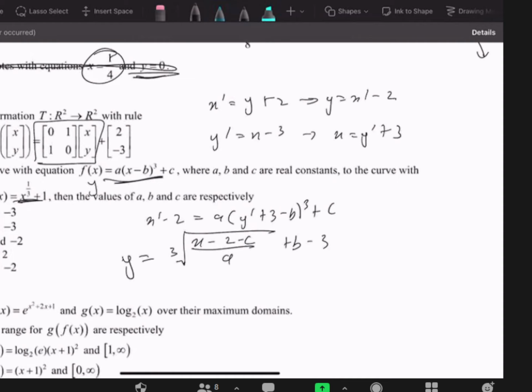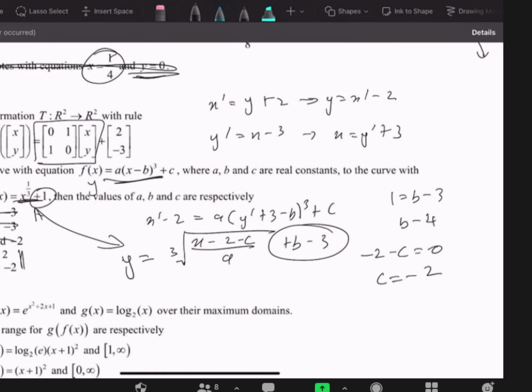So y equals, and then all you have to do is compare this and this. So you can start with the easiest one, that would be the y translation. So 1 is b minus 3, so b is 4. And you can see you've already got rid of options A, B, and C. And then if you look at option E, you're not going to want to know what A is, because A is 1 for everything. So you're going to check what C is. So C is here. So x minus 2 minus C is going to have to equal 0. So C is going to be minus 2. So that's going to be E.